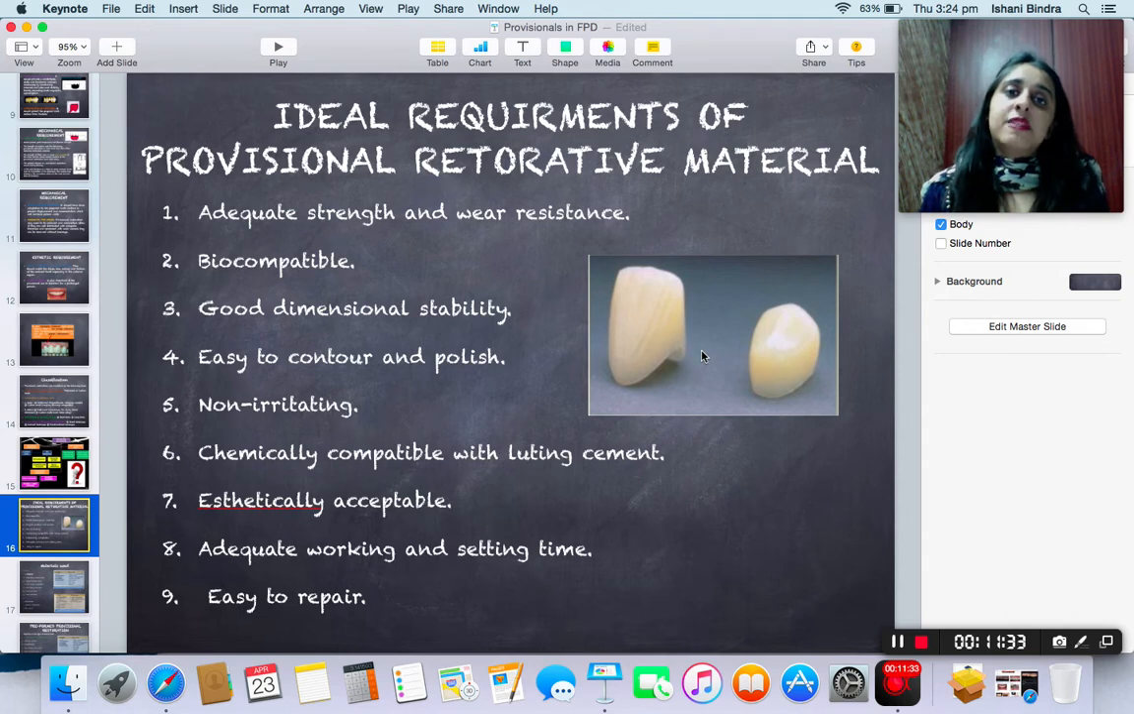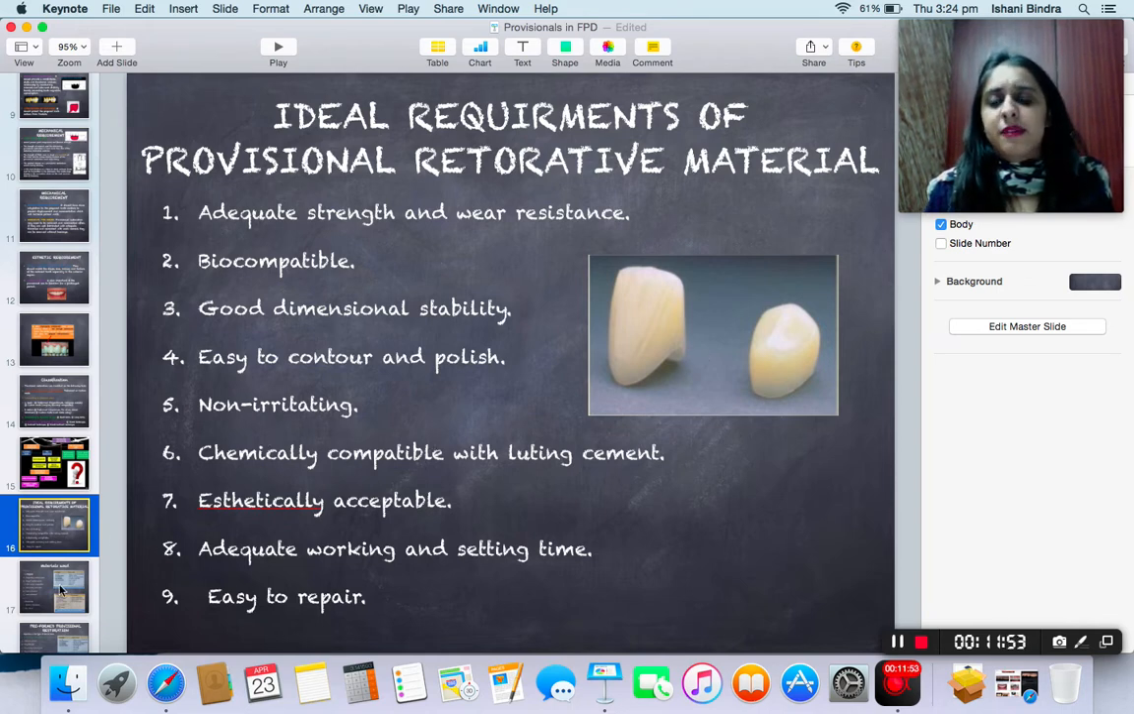Because sometimes when we remove the provisional restorations, there might be areas where the provisional restoration gets chipped off. So they should be easy to repair. Instead of fabrication of a whole new provisional restoration, if they are easy to repair, we can just repair the provisional restoration in the area it has got fractured or broken.